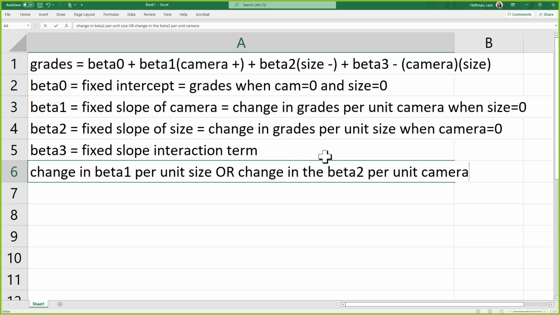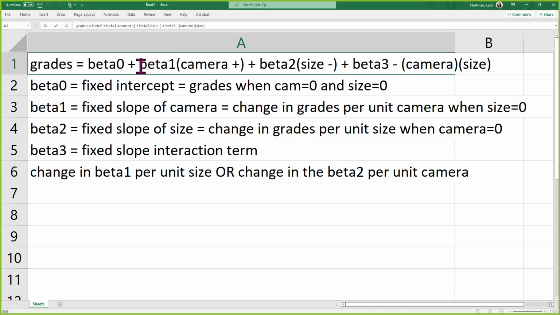So the bigger picture is that you can't just look at this slope right here and know whether or not camera usage matters. It's conditional on what size of class you're talking about. Likewise, we can't just look at this slope here and say, what is the effect of class size? It's conditional, according to the model, on camera usage.